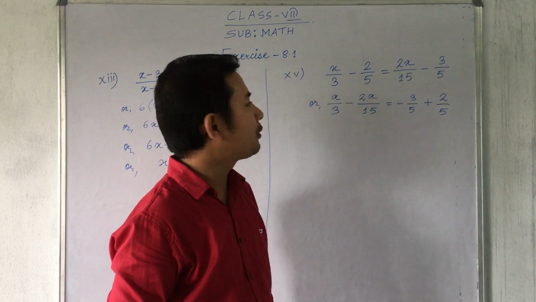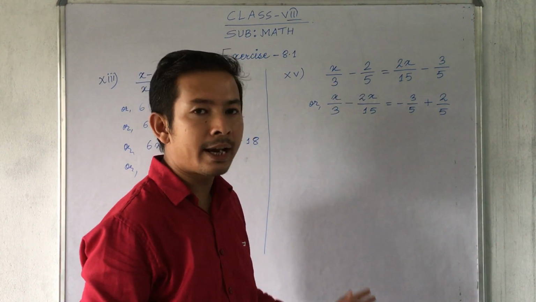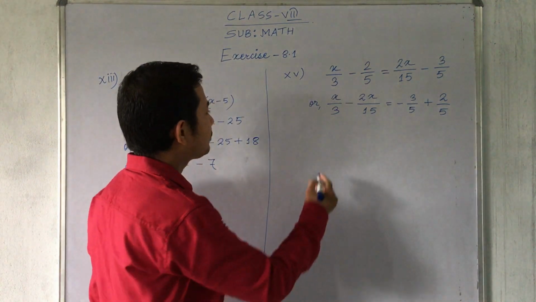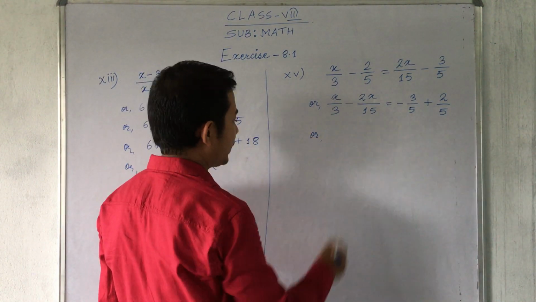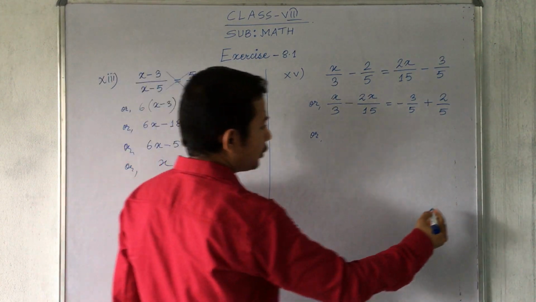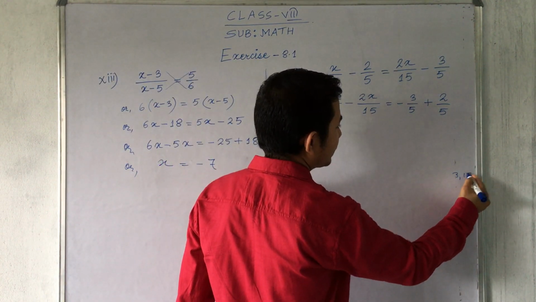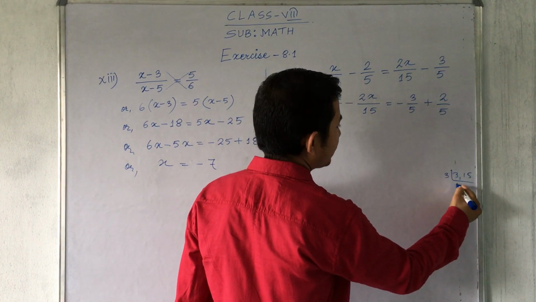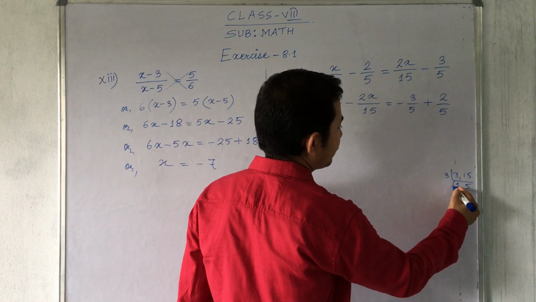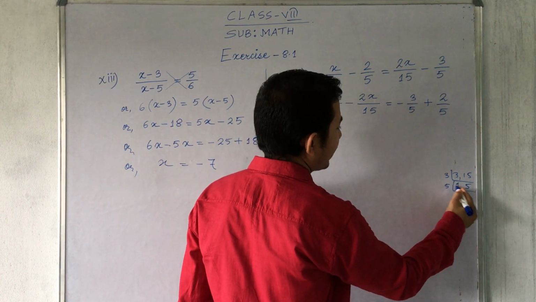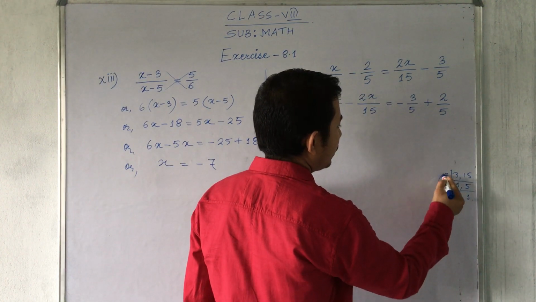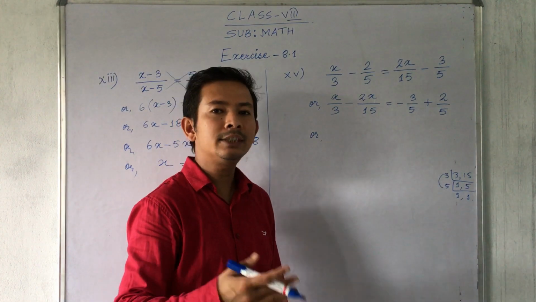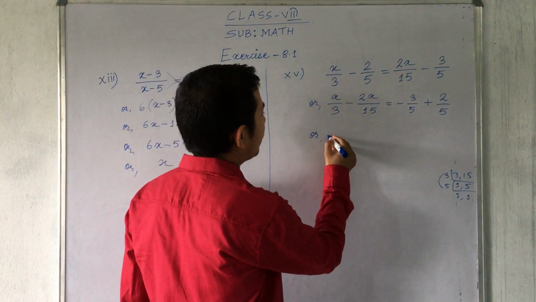Now we need to find the LCM of all the denominators on the left hand side and right hand side. Okay, look at it. What will be the LCM of 3 and 15? It's very simple to find the LCM of these two numbers. Factors: 1 times 3 is 3, 5 times 3 is 15, and 1 times 5 is 5, so 3 times 5 is 15. That means the LCM of 3 and 15 is 15 only. So we need to write 15 here.